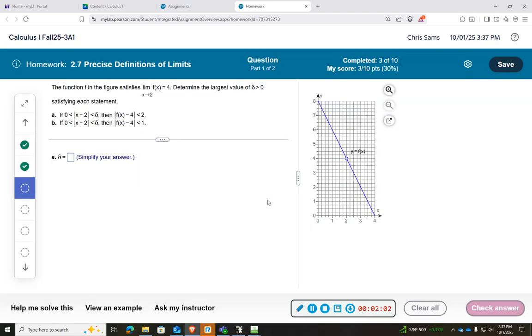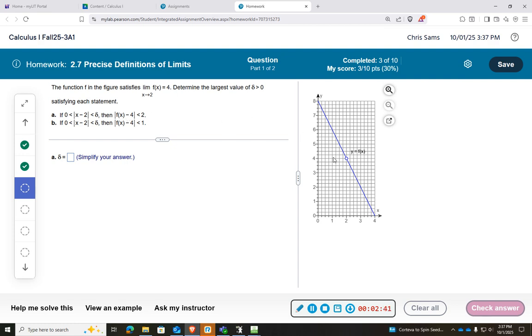All right. And then question number 4, we have two parts. So it says we have this function. It says the limit as x goes to 2 of f of x is equal to 4. And we're going to determine the largest value of delta. So we're looking for the x-axis that's greater than 0 that satisfies each statement. So if we look at A, we're trying to find a strip around x so that the absolute value of x minus 2 is less than delta. And then we're given f of x minus 4 is less than 2. So the limit is 4.